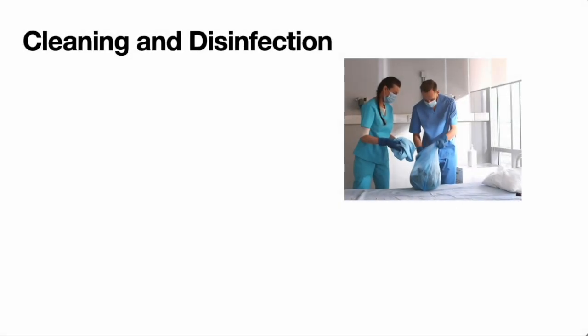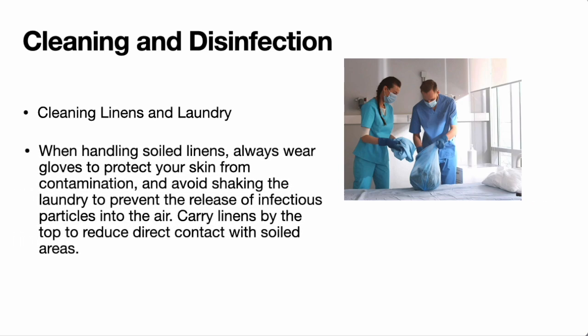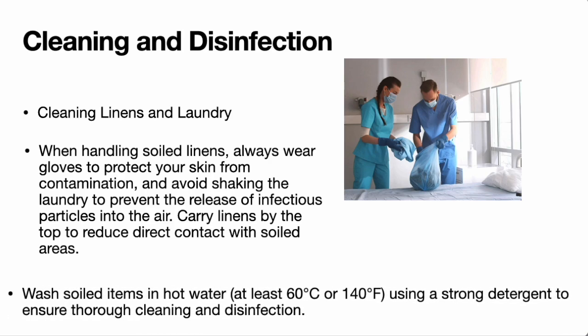Cleaning and disinfection. Cleaning linens and laundry. When handling soiled linens, always wear gloves to protect your skin from contamination, and avoid shaking the laundry to prevent the release of infectious particles into the air. Carry linens by the top to reduce direct contact with soiled areas. Wash soiled items in hot water, at least 60 degrees Celsius or 140 degrees Fahrenheit, using a strong detergent to ensure thorough cleaning and disinfection.